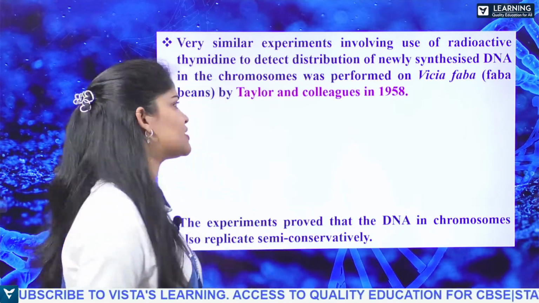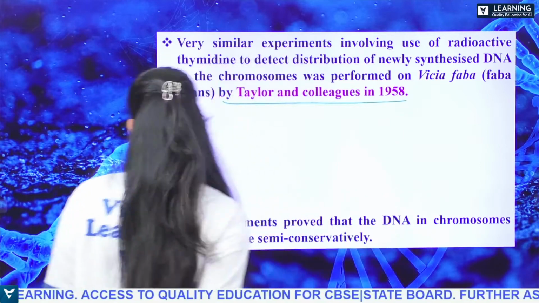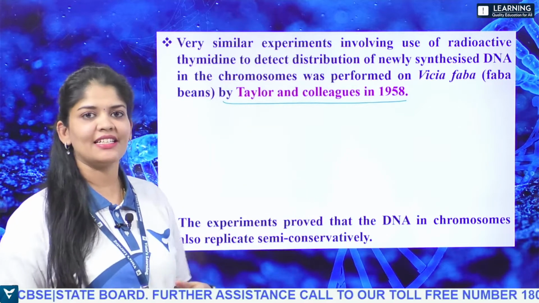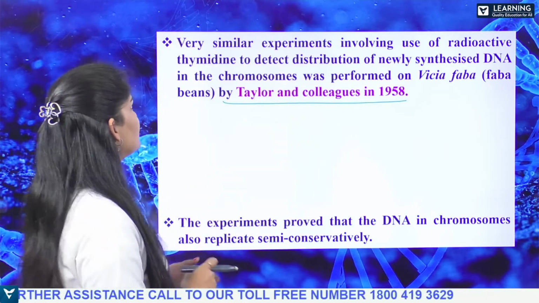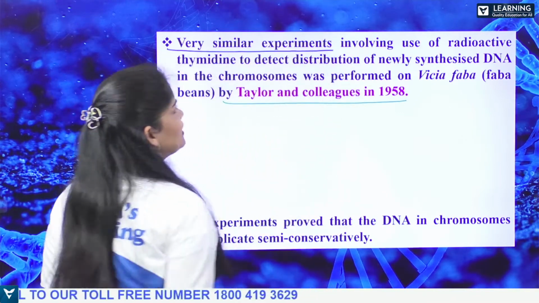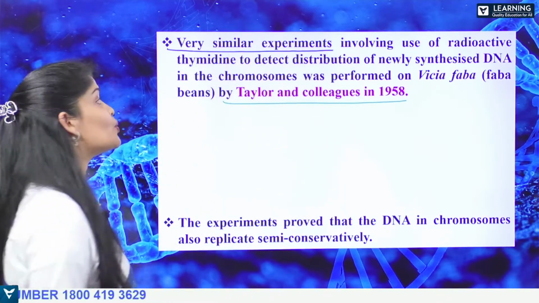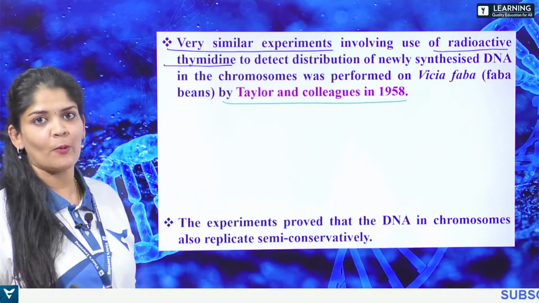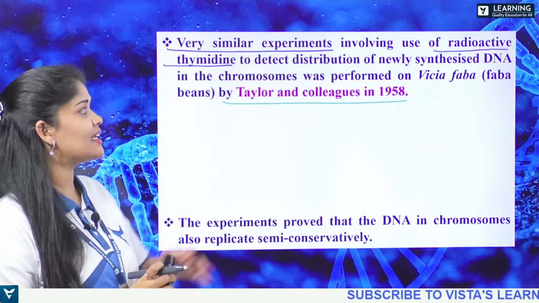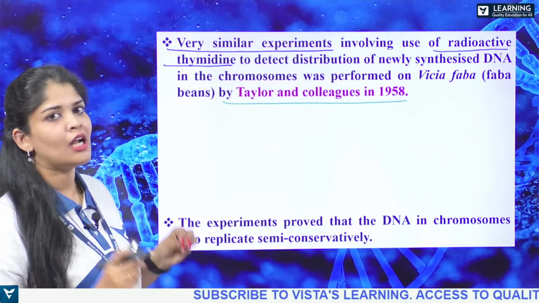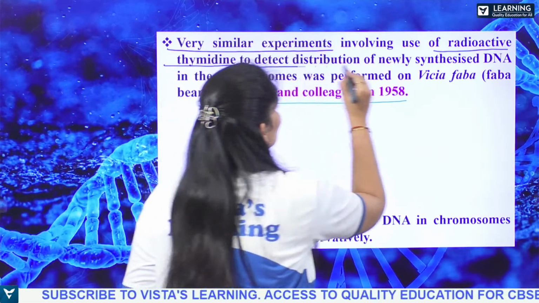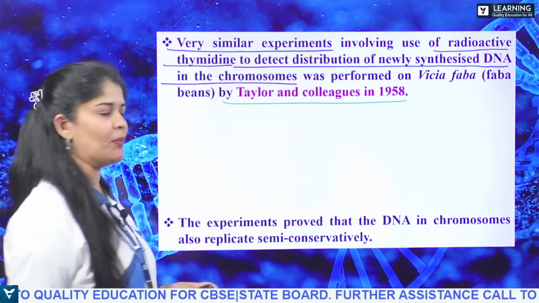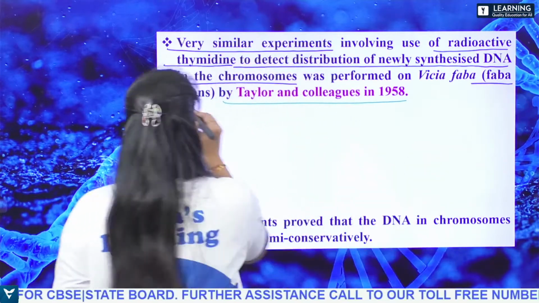Now, the same experiment was done by Taylor et al. and his colleagues in the same year, 1958. This was a very similar experiment involving the use of radioactive thymidine. There, they used a heavy isotope of nitrogen. Here, they used radioactive thymidine to detect the distribution of newly synthesizing DNA in the chromosome. They conducted this experiment on a plant, faba beans.